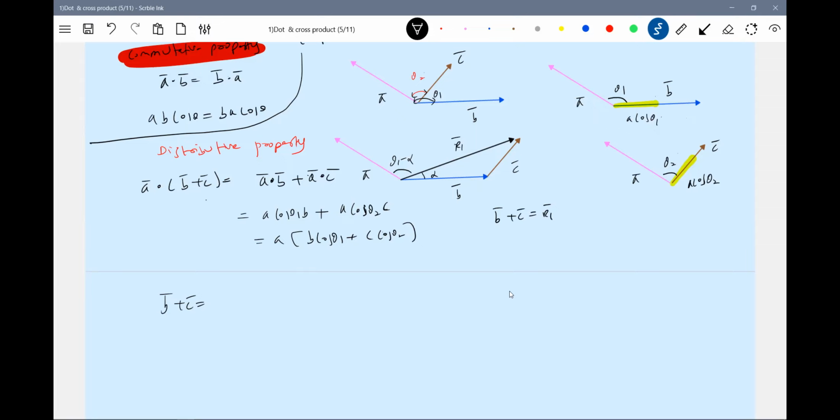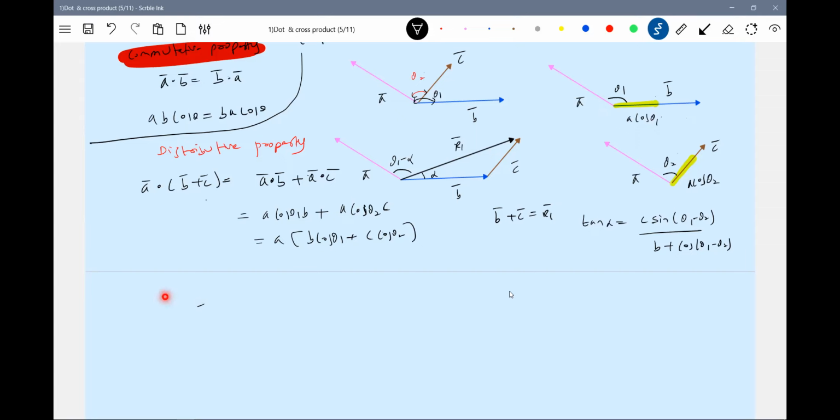What is alpha? Again, we have to expand. Alpha will be, tan alpha will be c sine of the angle between B and C, which is theta 2 minus theta 1, no? Sine of theta 1 minus theta 2 by b plus c cos of theta 1 minus theta 2. Now b bar plus c bar vector is equal to r1 bar. Now we'll take the dot product. What is the angle between a bar and r1 bar? Because b bar plus c bar is r1 bar.